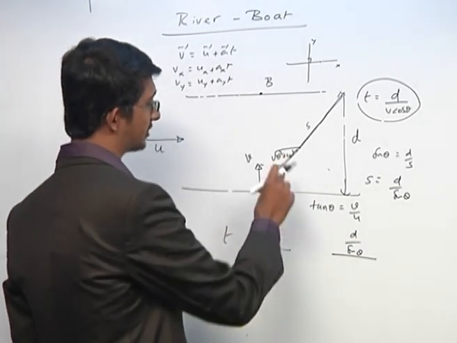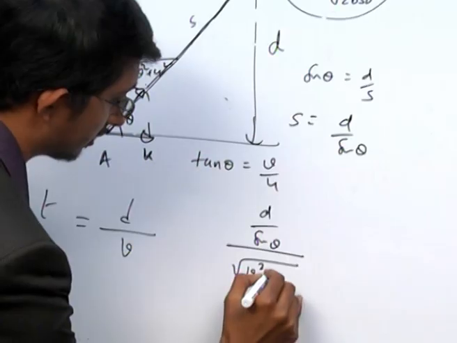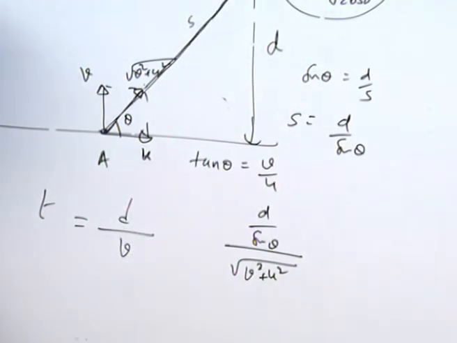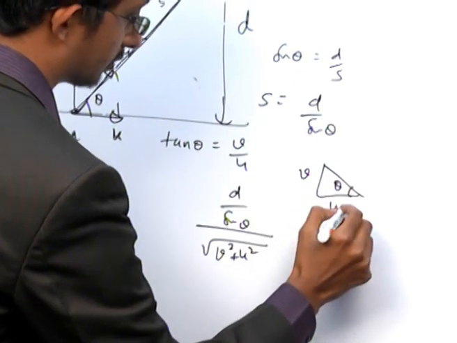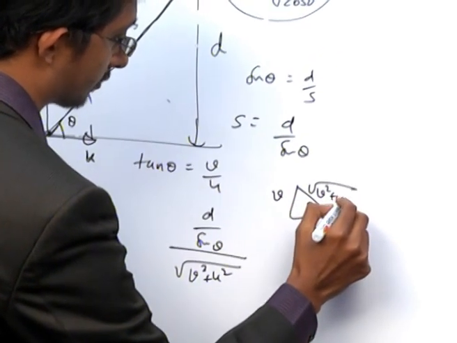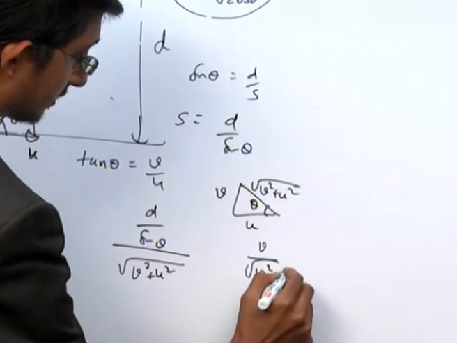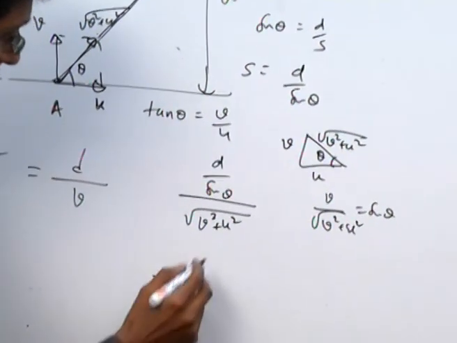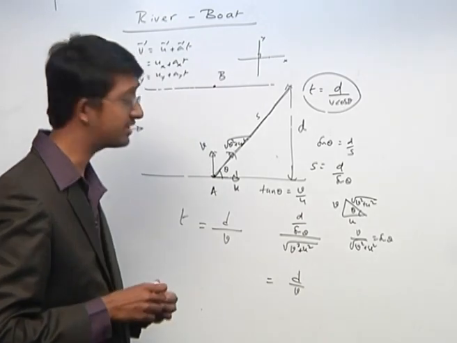Root v square plus u square. But we already know tan theta is v by u. So what will be the hypotenuse? Root of v square plus u square. So what is sine theta from here? V by root v square plus u square is sine theta. If you put that, what do you get? d by v only. Surprised?